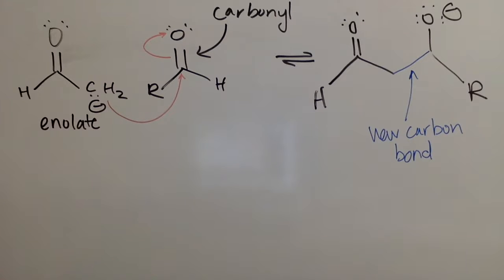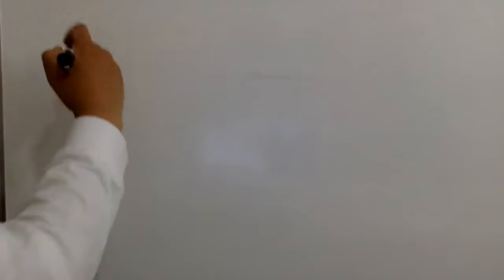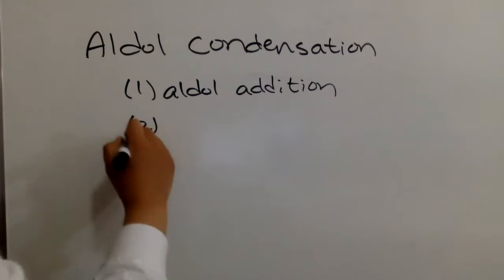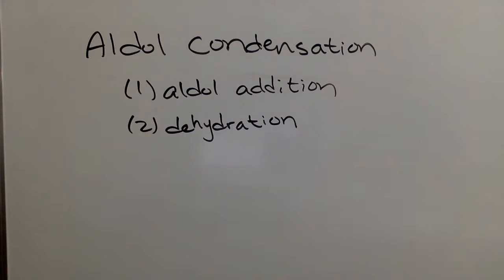Aldol condensation is a reaction in which the enolate ion of one carbonyl compound reacts with the carbonyl group of another carbonyl compound to form a new carbon-carbon bond. Aldol condensation consists of two parts. The first part is aldol addition, and the second part is dehydration reaction.